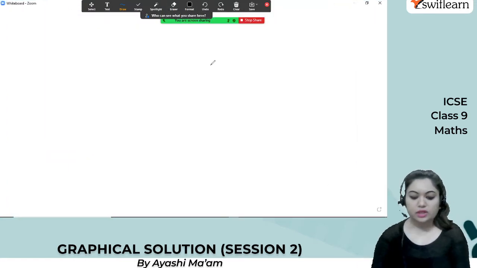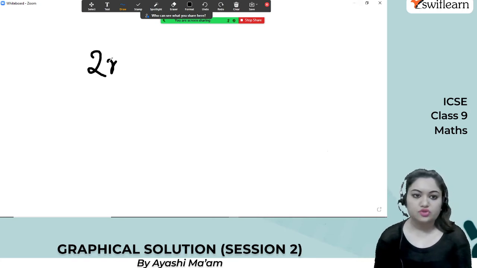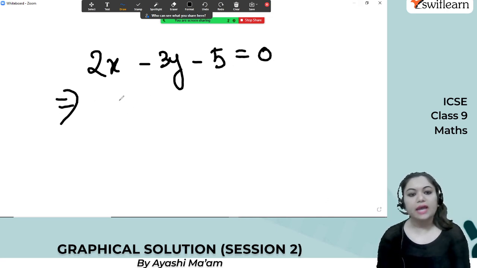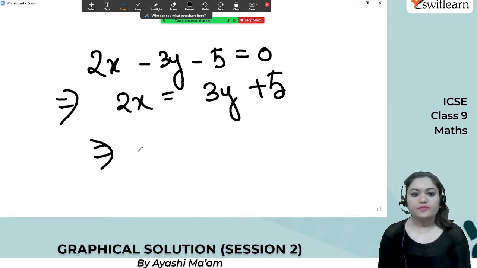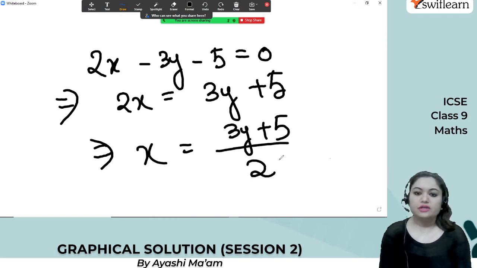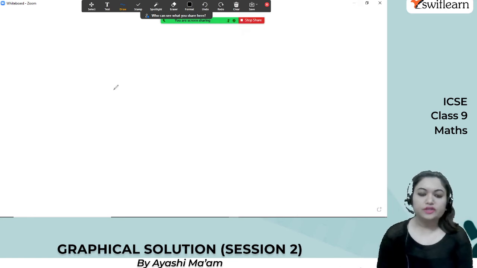All right. So the equation given to us is 2x minus 3y minus 5 is equal to 0. So let's try to express this entire equation in terms of x. So 2x will be equal to 3y plus 5. Then x will be equal to (3y plus 5) divided by 2. Right? Now let's try to find out the different points.